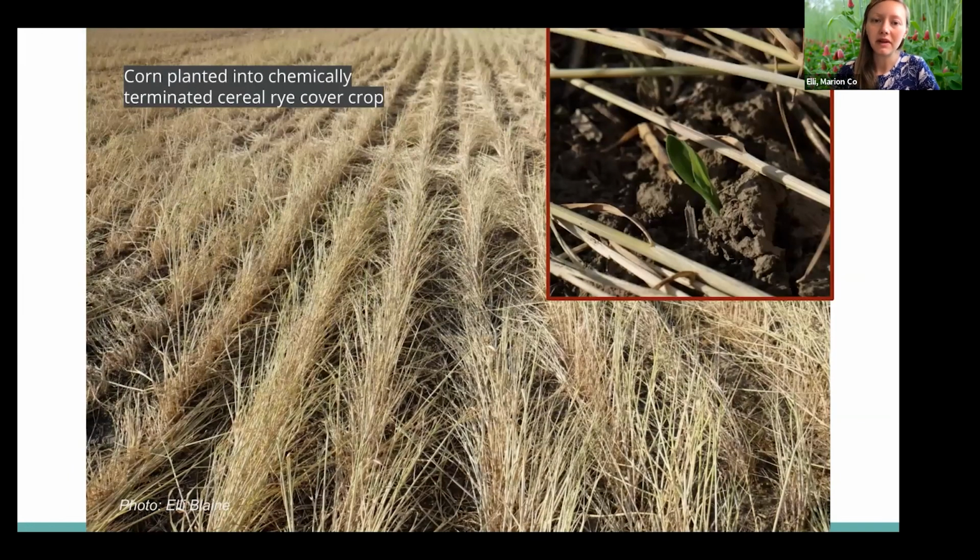You may be familiar with this on a larger scale. This is what that next stage looks like for this farmer, where corn was planted into that residue, that cereal rye that was chemically terminated. And you can see the little corn plant coming up. So that is a way, without either fall tillage or spring tillage, that farmers can grow in a system that is prioritizing planting cover crops as well, maximizing those living roots underground and helping to preserve and build those aggregates over time in our soils.